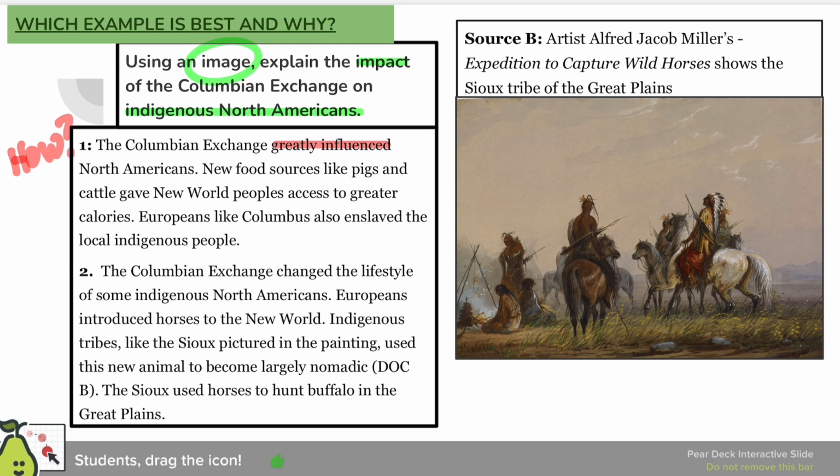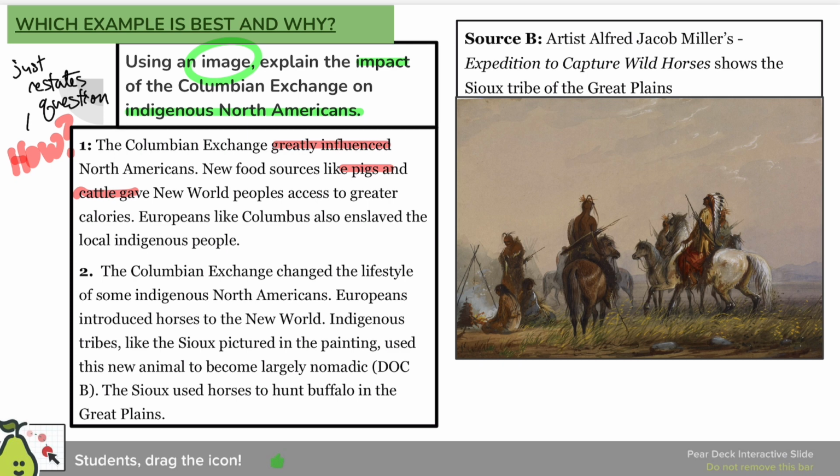The question said, explain the impact of the Columbian Exchange. And you just restated that it did impact the Native Americans. That's not answering the question of how did it impact. Okay, so this is just restating the question without answering it. New food sources like pigs and cattle gave New World peoples access to greater calories. That is a factual statement, but it doesn't answer the question.